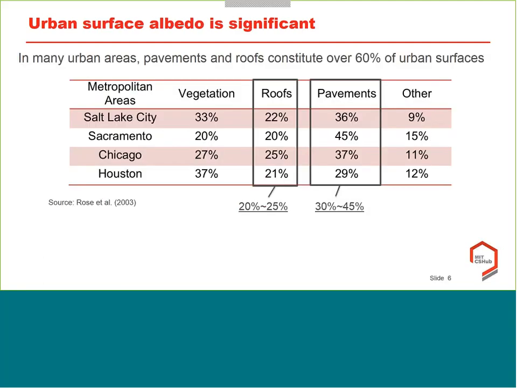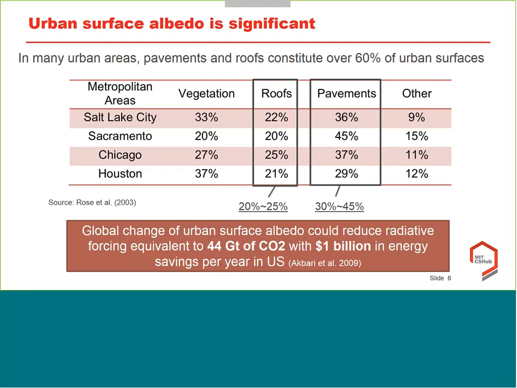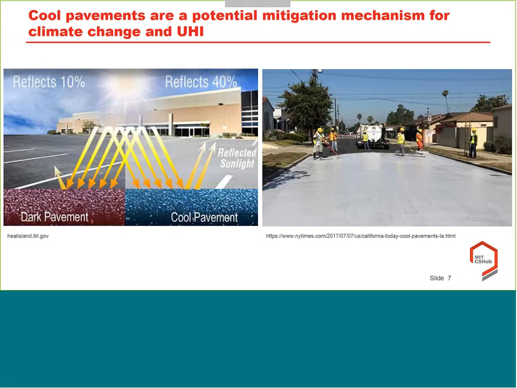And what's interesting, particularly in urban areas, is that surface albedo is a significant portion of the area. You can see some data here that was collected a few years ago on a few metropolitan areas. When you combine roofs and pavements, it's well over half of the total surface area. So talking about this is a big deal, and that's why there have been some studies at Lawrence Berkeley National Lab showing that if we changed urban surface albedo at a global scale, it could reduce radiative forcing equivalent to 44 gigatons of CO2, with significant energy savings as well. So because of that, people have proposed cool pavements as a potential mitigation mechanism for climate change and urban heat islands.